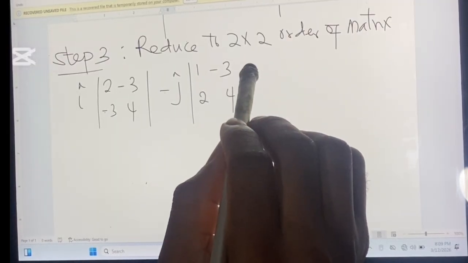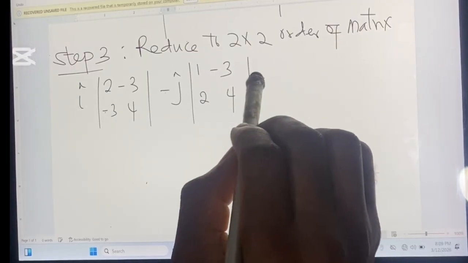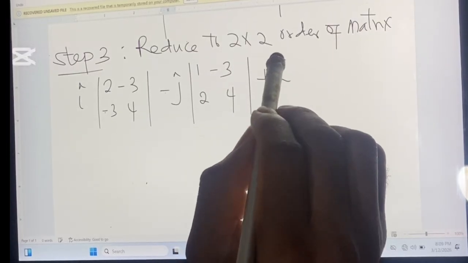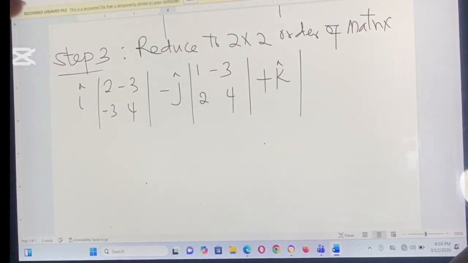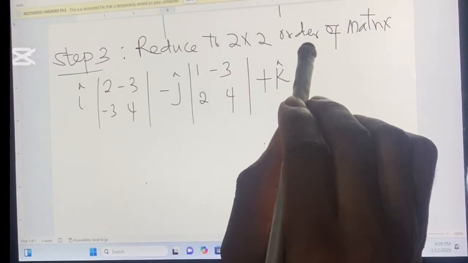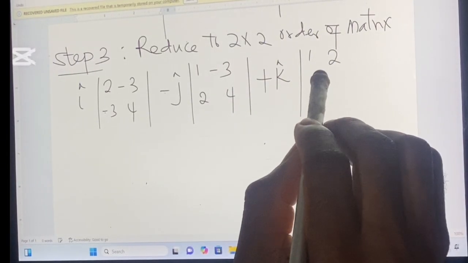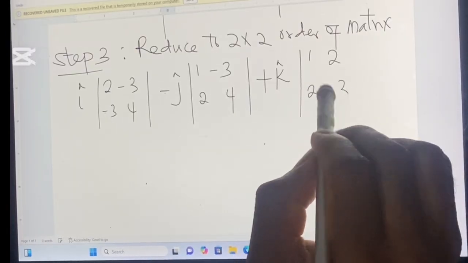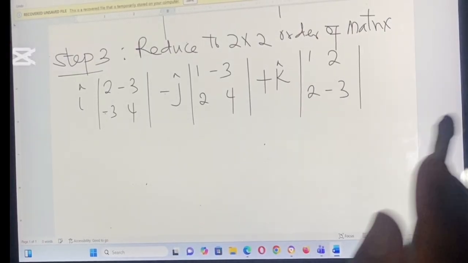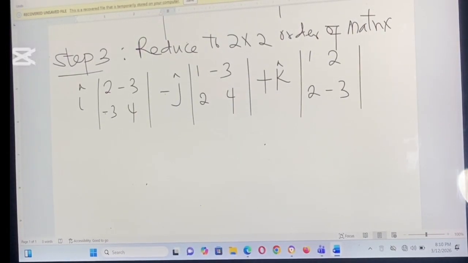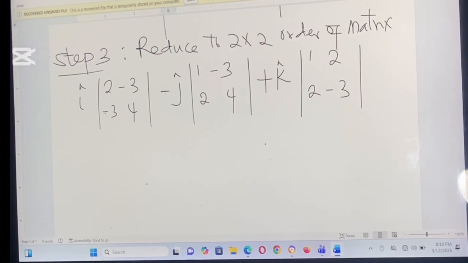Please take note. So lastly, plus vector k. When you do that, what is the answer, please? From your own end, what is the answer, please? That is 1, 2, 2, minus 3. All right, now we have reduced the 3 by 3 matrix to 2 by 2 matrix. So we can now apply the formula of 2 by 2 order of matrix.